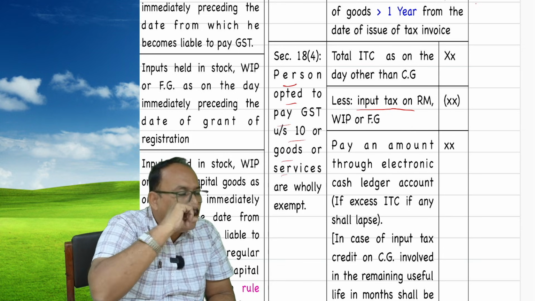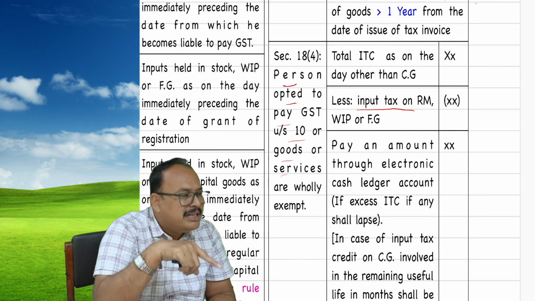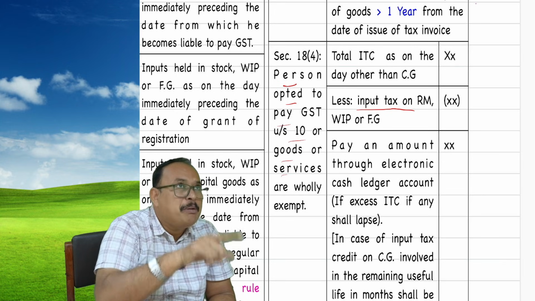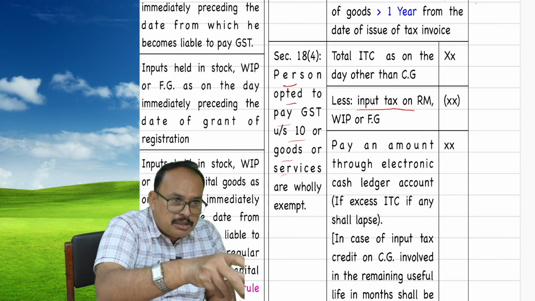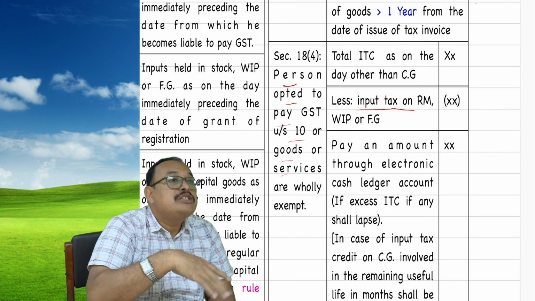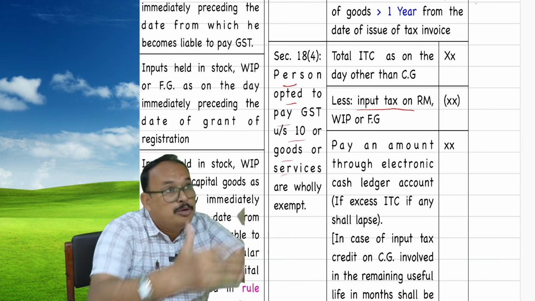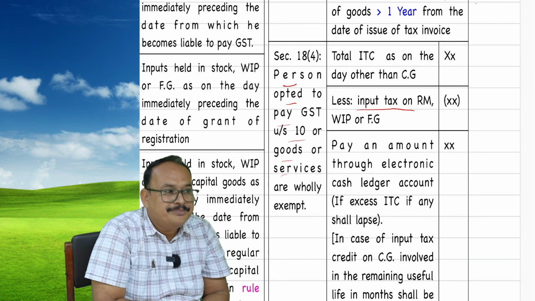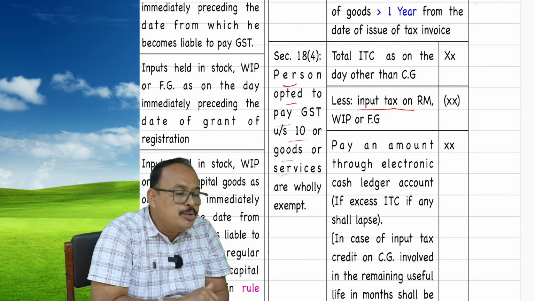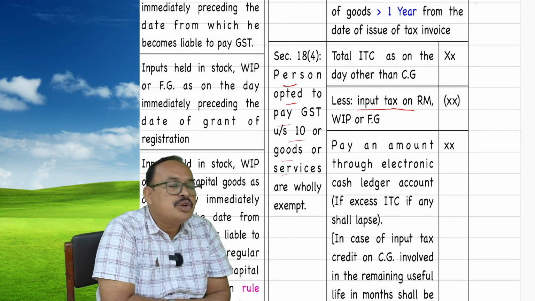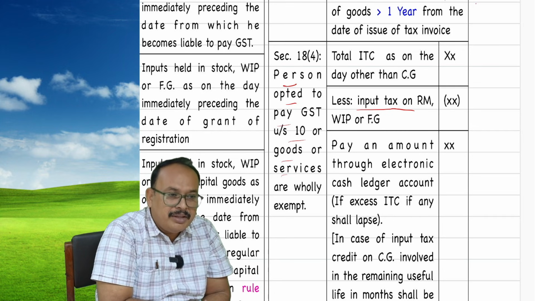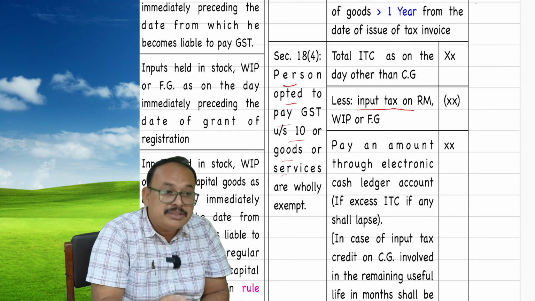Out of 60, how much is gone? 5. Balance is 55. So the capital goods credit is multiplied by 55 over 60. How much amount comes? That amount is to be reversed as credit. How much is there to reverse? Nothing is there to reverse the credit. The full amount is to be paid to the department. Is it clear?